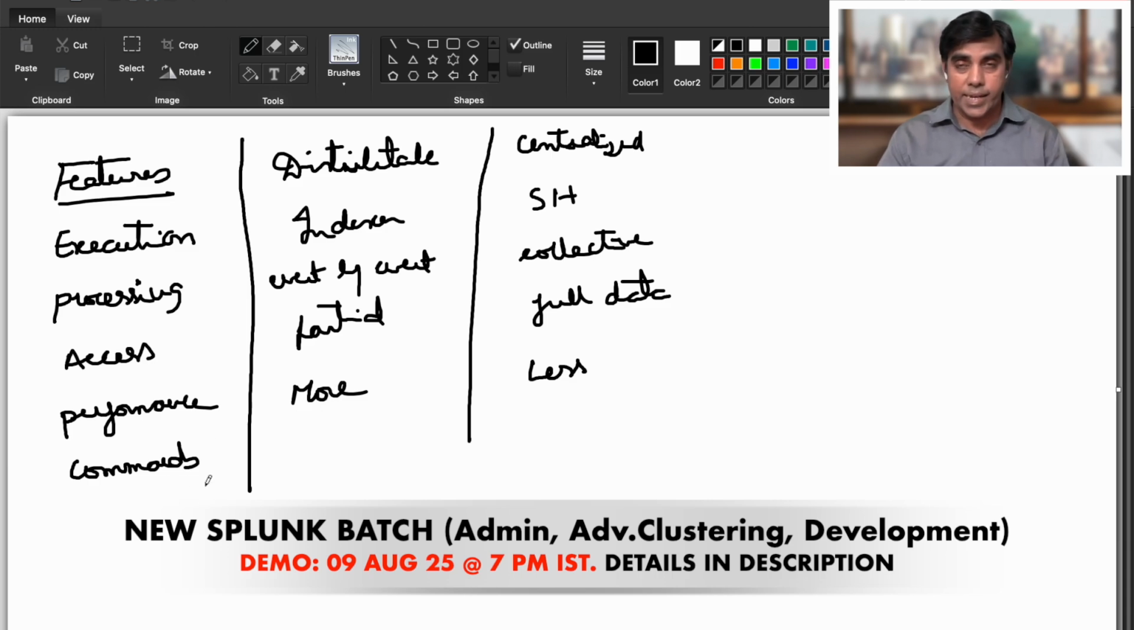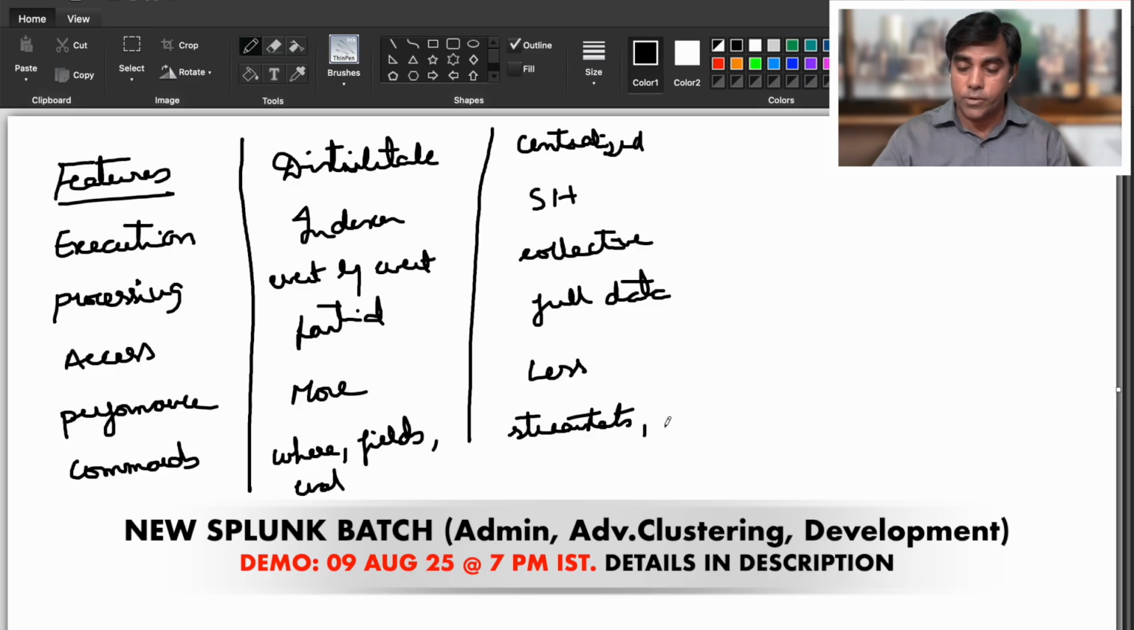And the commands, as we have seen, which type of commands we can use for distributed streaming commands: where, fields, and also eval, likewise we can use. And for centralized streaming commands, we can use streamstats, or else you can use your transaction command, likewise we can use, right? So this is about the streaming commands in Splunk.